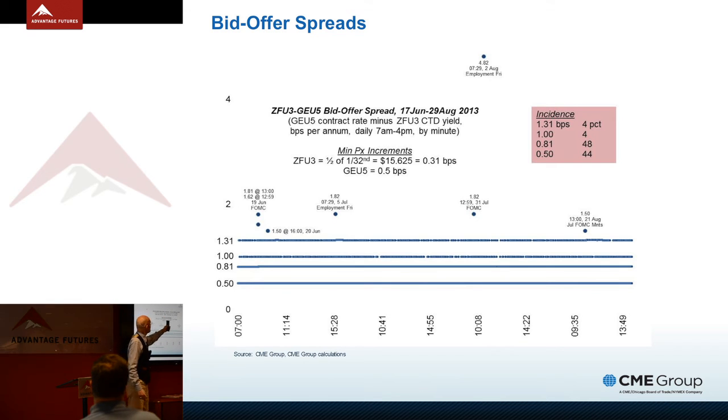But once you get these two numbers in mind, then you can see that these bid-offer spread levels are simply combinations of these. 0.5 is easy. 0.81. That's nothing but the minimum price increment in the Eurodollar future plus the minimum price increment in the 5-year note future.